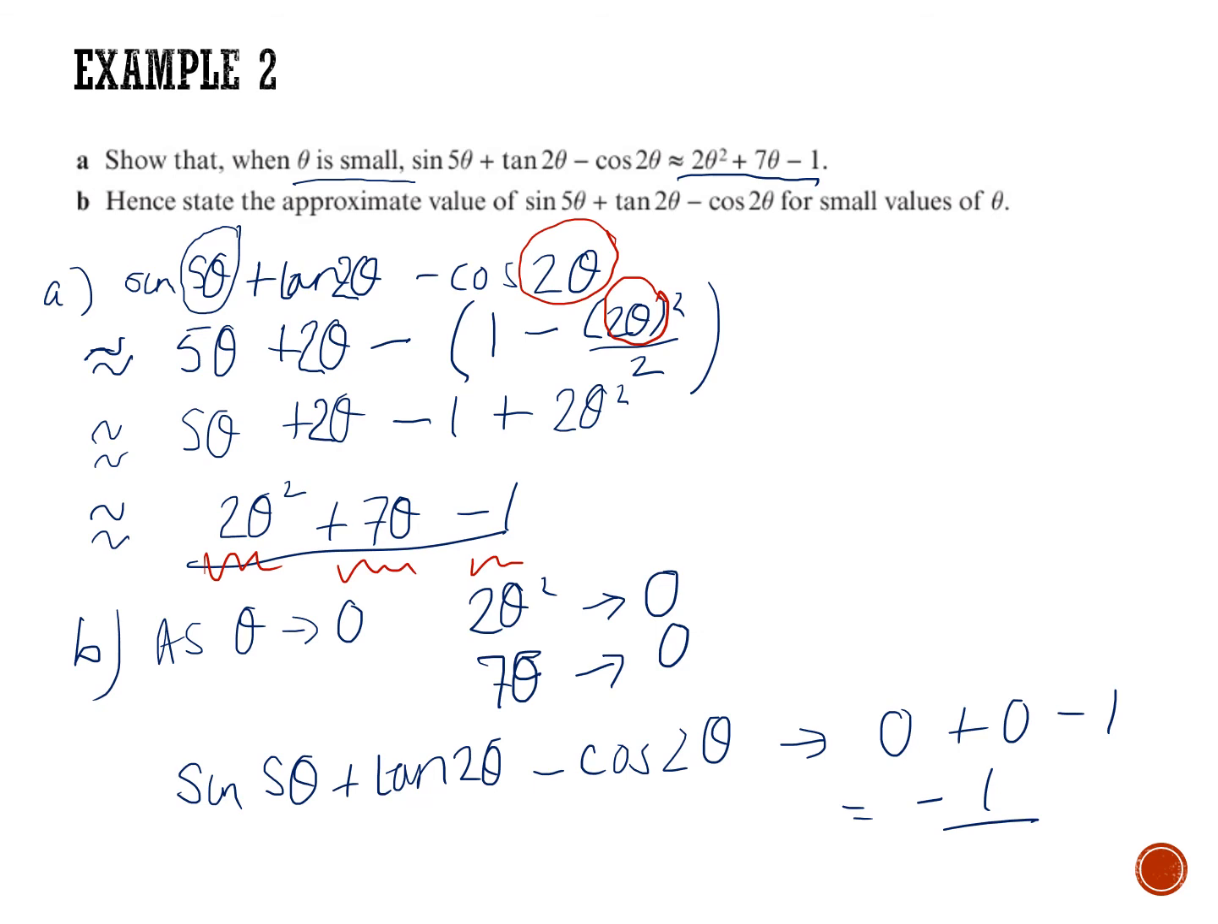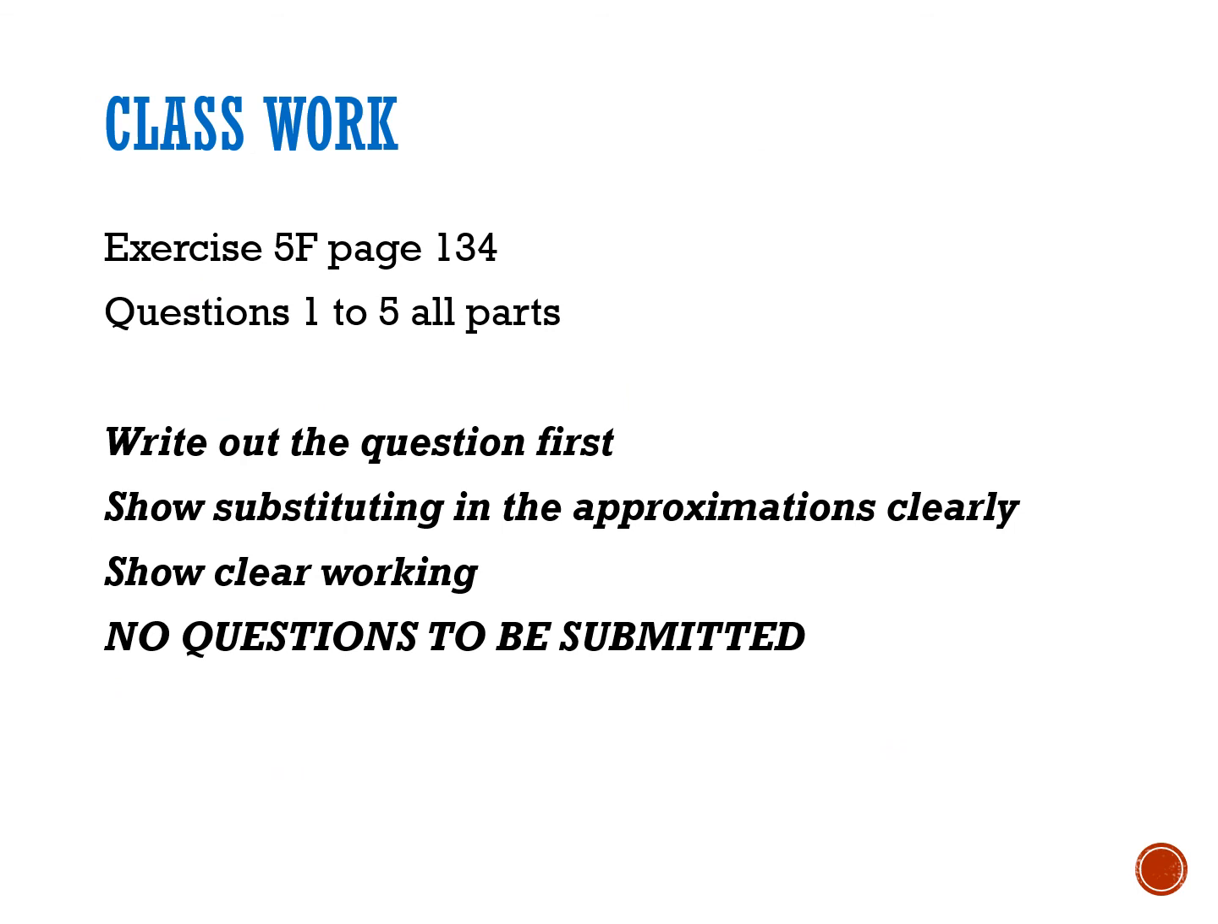Okay, right, questions for you to do then. Exercise 5F, questions 1 to 5. Work through all of those, write out the question, show substituting in your small angle approximations nice and clearly before you simplify, just in case you make a mistake with the simplifying. Show your clear working, especially when it's a show that. I'm not going to ask for any of those questions to be submitted. If you weren't happy with any of that, just rewind and watch through some of it again. Remember, you don't need to know that proof, that was just for your interest.